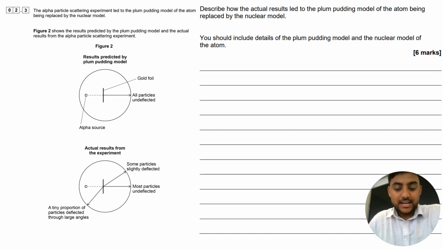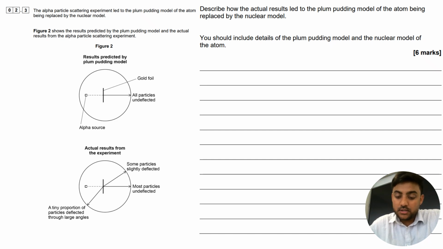The alpha particle scattering experiment led to the plum-pudding model of the atom being replaced by the nuclear model. The picture shows the expected result and the actual result from the alpha scattering experiment. If the plum-pudding model was correct, then what happened in the alpha scattering experiment disproved the plum-pudding model and led to the creation of the nuclear model.